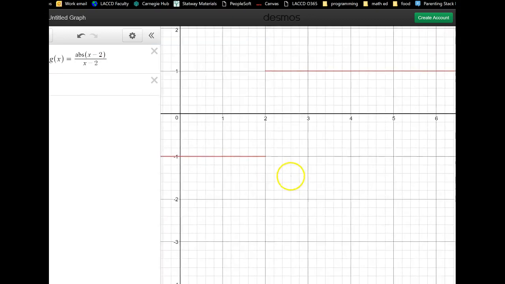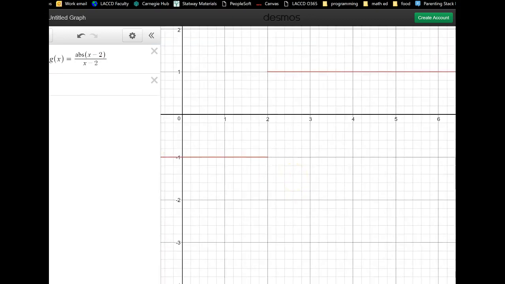So what you can see is happening here is that when x is close to like 1.8 or 1.9 or close to 2 on the left side, then f of x is negative 1. And if x is on the other side, like 2.1 or 2.2 or something, then f of x becomes 1. And that matters because the limit can't be negative 1.